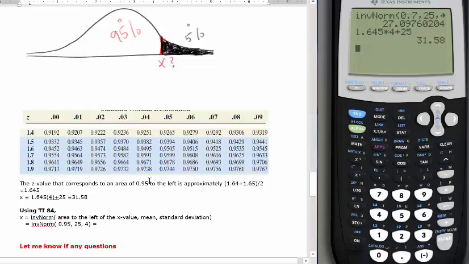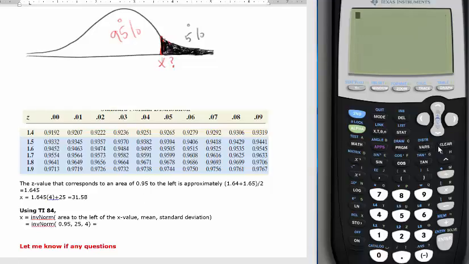Using the TI-84. Clear. Let's go to second, distribute, inverse normal. Okay, area here is 0.95, so I'm going to change it to 0.95. Remember, it's area to the left always. Mean is 25, yes. Enter. Sigma is 4. Paste. And watch, guys. Almost perfect match. 31.58 actually.